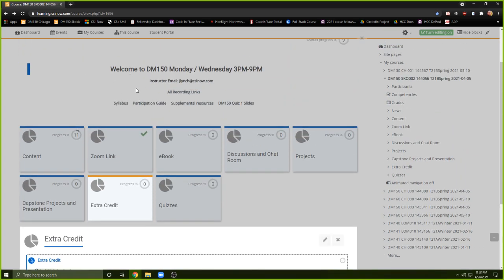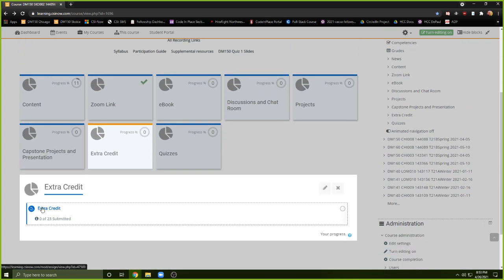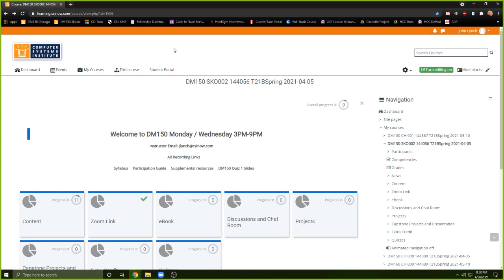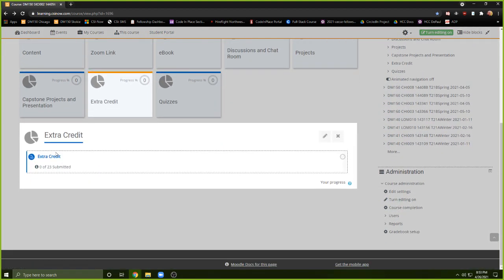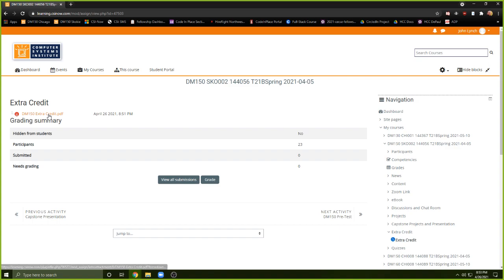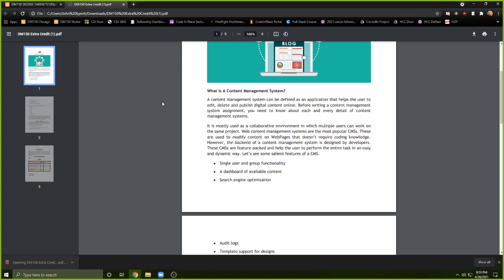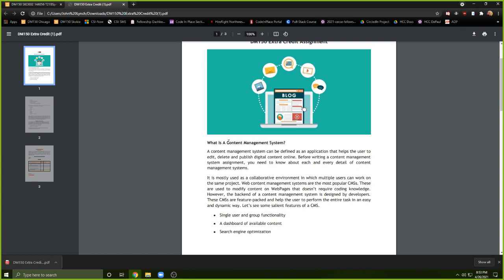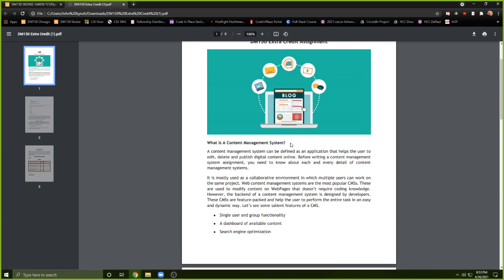So again, to get to your extra credit, you will need to go to your Moodle course page, and then down to extra credits. Once you click in here, it'll be a PDF that you can go ahead and open up. The majority of this PDF just talks about what a content management system is. You might have heard this during your lectures, but we can cover this again very quickly.